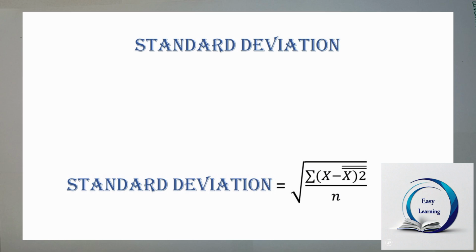So normally standard deviation is calculated by taking the square root of the variance. So here students, you can see that standard deviation is calculated by taking the square root of the variance. We just take the square root of the variance and we calculate the standard deviation.